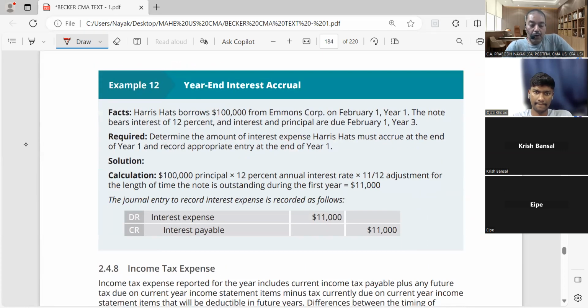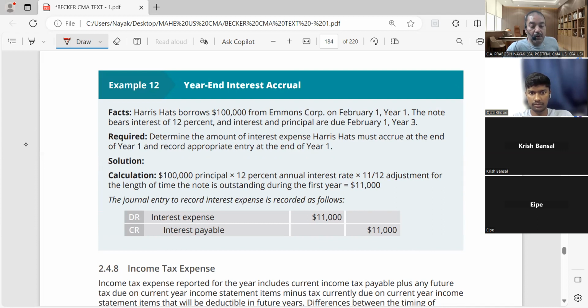Year-end interest accrued. Harris Hats borrows 1 lakh from Ammons Corporation on 1st February year 1. The note bears interest of 12%, and interest and principal are due February 1st, year 3, so 2 years later. Determine the amount of interest expense Harris Hats must accrue at the end of year 1 and record the appropriate entry for that.